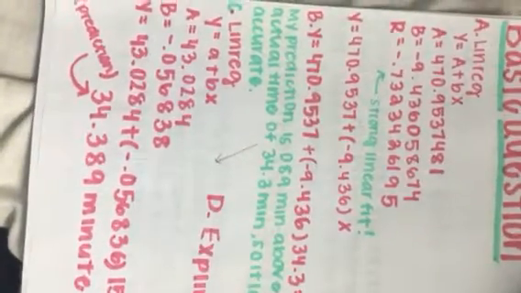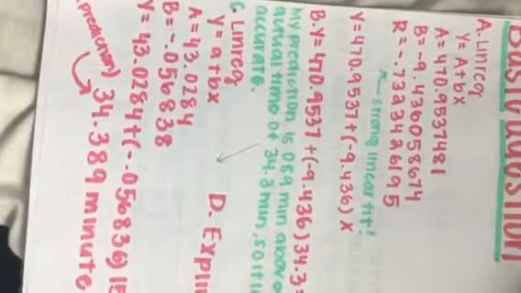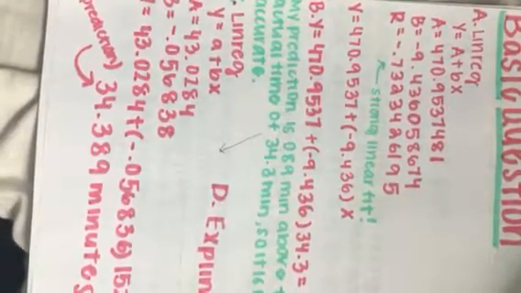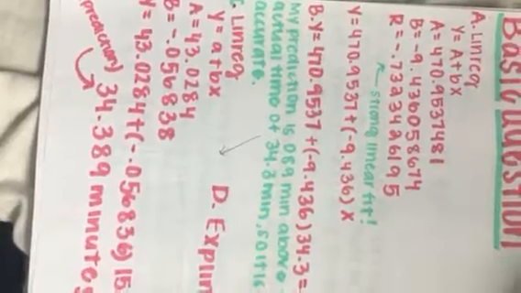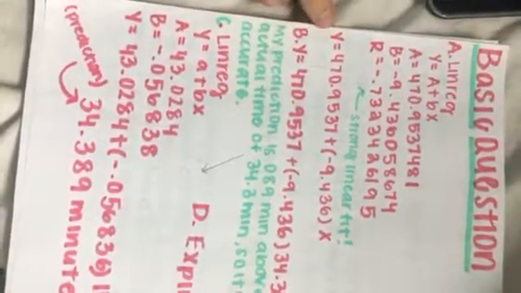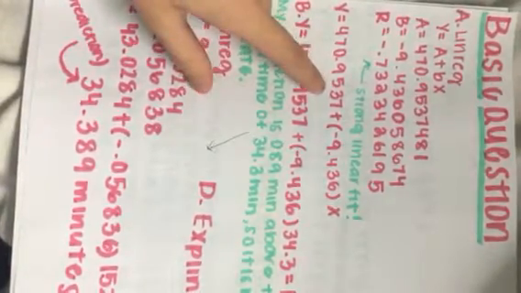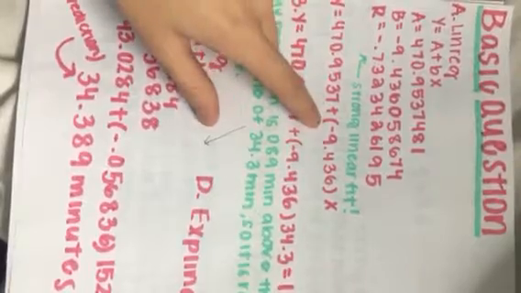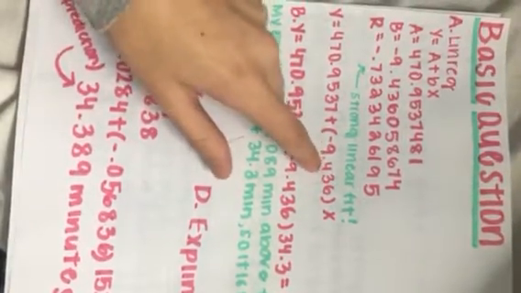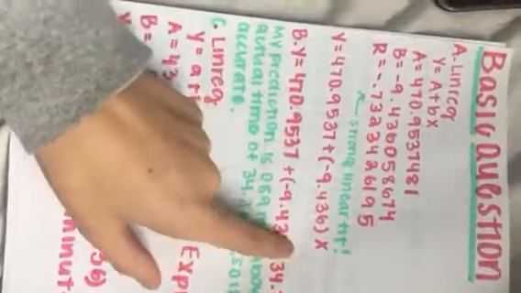So the second part is to state the equation of the linear model, and this is our equation right here, and this X is time, and Y is the pulse rate. So it's Y equals 470.9537 plus and then the negative 943x. And then, so once again, X is time and Y is your pulse rate.